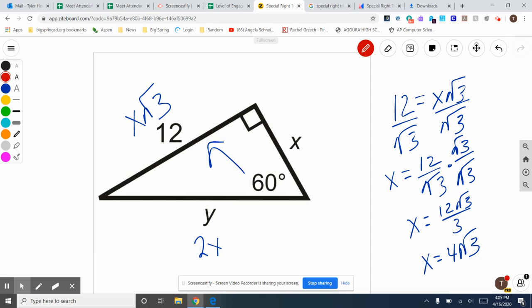Okay, so then this side is 4 root 3. Now remember, down here for the hypotenuse, it's just 2 times x, which in our case is 4 root 3. So y then would just be 8 root 3. We just multiply the number in front by 2.